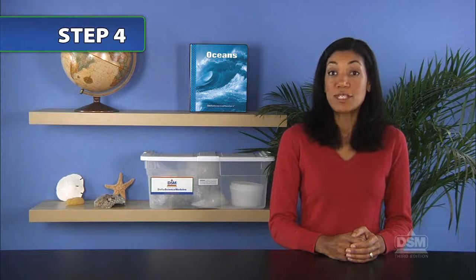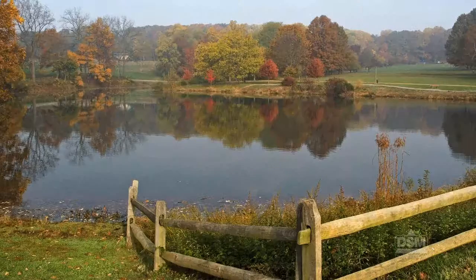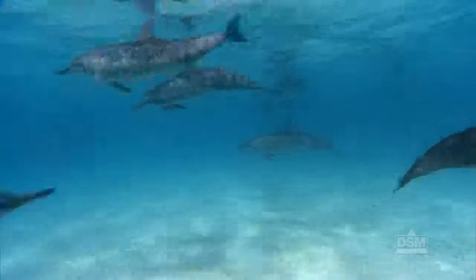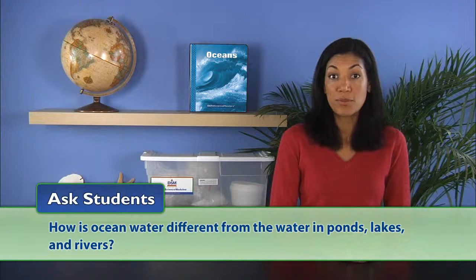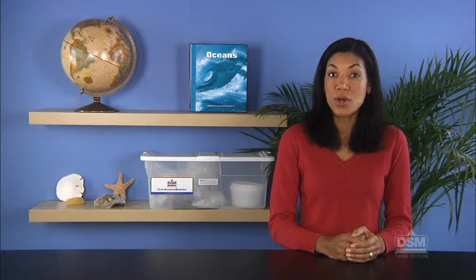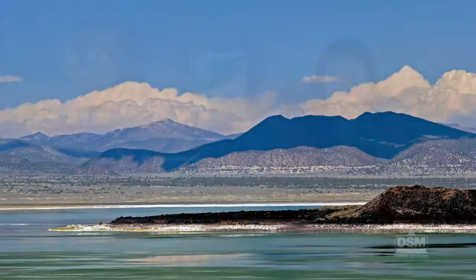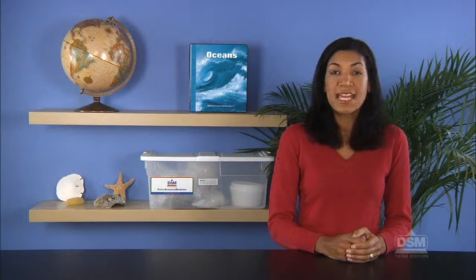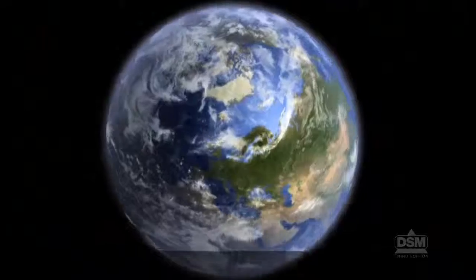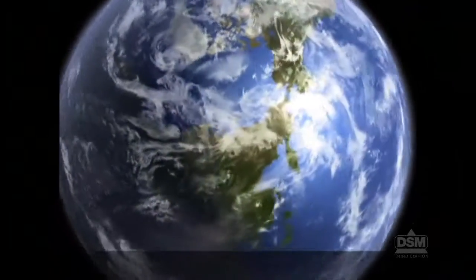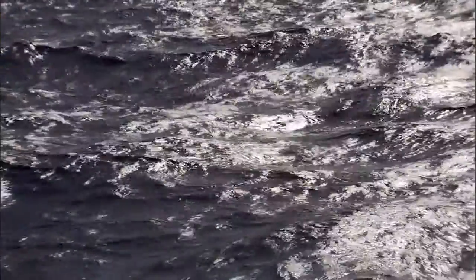Next, ask students to name different bodies of water, such as lakes, ponds, rivers, and oceans. Ask students, how is ocean water different from the water in ponds, lakes, and rivers? Students should know that ocean water is salty, but the water in most other bodies is fresh or not salty. Some may also understand that a few lakes, such as the Great Salt Lake, are also salty, but that these salty lakes are rare. Inform students that while 75% of Earth's surface is covered with water, only about 4% is covered with fresh water. Therefore, most of the water is salty ocean water.